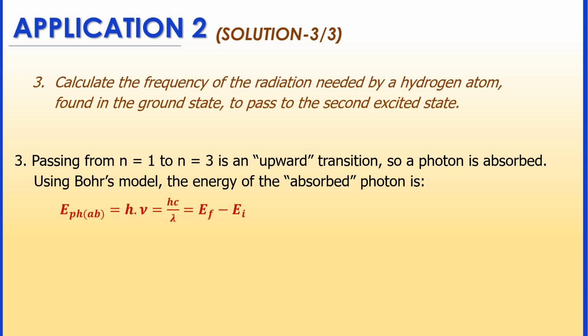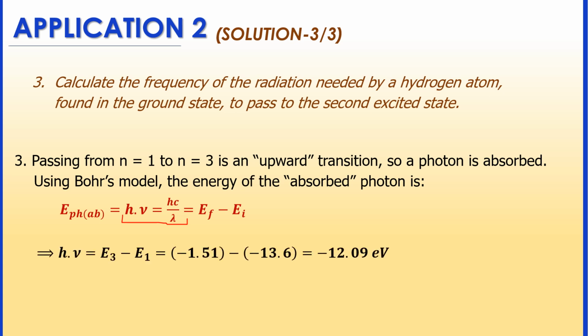So a photon is absorbed. Using Bohr's model, when a photon is absorbed, we write E photon absorbed equals h nu, which is hc over lambda, which is E final minus E initial, E high minus E low. Now I always write the energy of the photon as both h nu and hc over lambda. The question here demands frequency, so I could have dropped the hc over lambda. Continuing with values, don't forget that E final is E3, E initial is E1. H nu equals E3 minus E1. The values E3 and E1 are calculated in part 1, so I replace them.